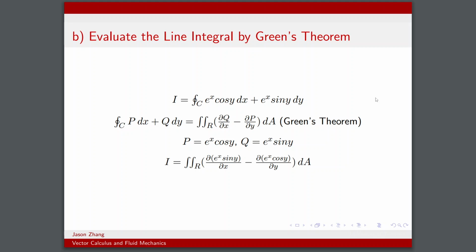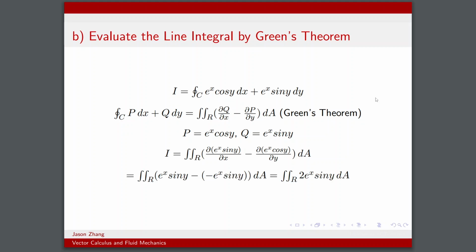And we take the partial derivatives with respect to x and with respect to y of q and p respectively, and we subtract them. So taking the partial derivative of the first term, there is no difference because sine y is simply a constant and e to the x does not change when we take the derivative. And the second term, when we take the partial derivative with respect to y, we get a minus sine y, so the negative signs will cancel out in the end, and our integrand will simply be 2 e to the x sine y.